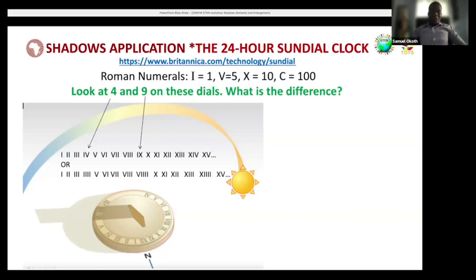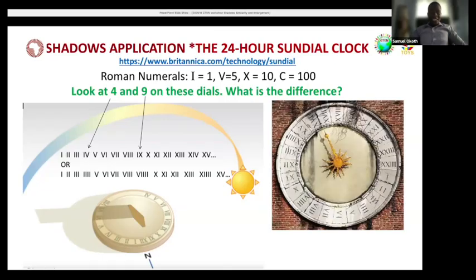Now, if you look closely at the picture that we have here, look at 4 and 9 on the dials and see any difference. Have a closer look at 4 and 9. The way that they're represented using the Roman numerals has been pointed out. 4, that's 4 there. Yes. And 4 here is this one. 9 is here. Yes. And 9 is this one.